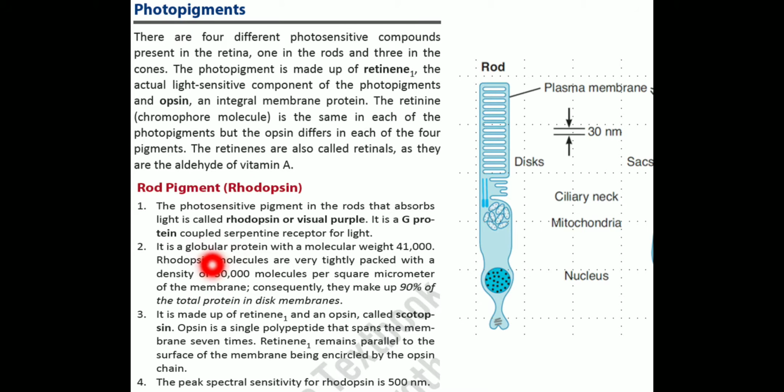This is a globular protein with a molecular weight of 41,000, and the rhodopsin molecules are very tightly packed with a density of 30,000 molecules. It is made up of retinine and an opsin called scotopsin. So that is all about the rod pigment, rhodopsin, which we have discussed.